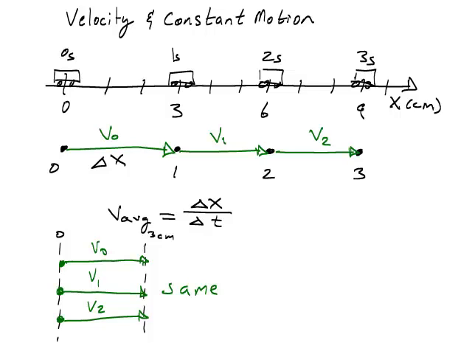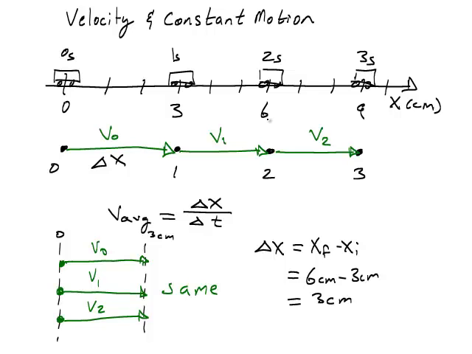So let's analyze their speed then, see if we can't come up with a number. So what is the change in position for each one? Well, we can see that the first one, V naught, between 0 and 1 is 3 centimeters. From 1 to 2 is a difference of x final minus x initial, so it'd be 6 minus 3, giving us 3 centimeters. And the same for the last one. It'd be 9 minus 6, would give you 3 centimeters again.